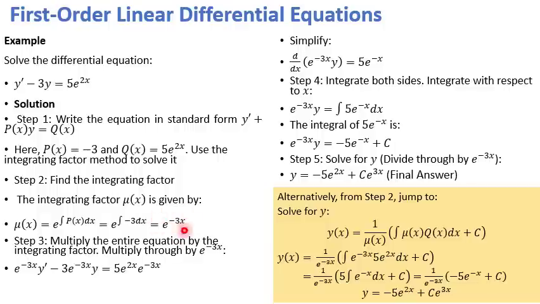The next step is to multiply the entire equation given in the problem by the integrating factor. The integrating factor, of course, is this. So we multiply all through the equation by the integrating factor, which is exponential raised to power minus 3x. So now when we multiply this by the integrating factor, we get this equation if done appropriately.